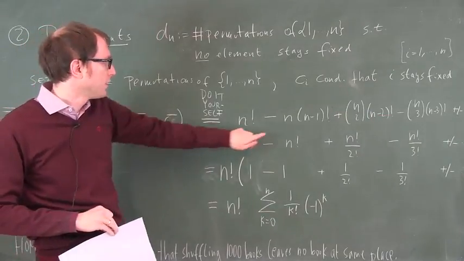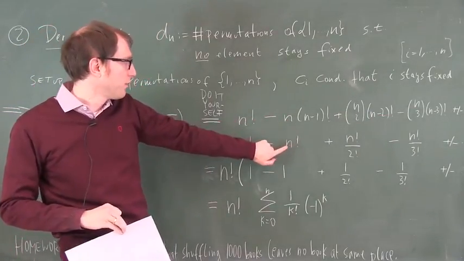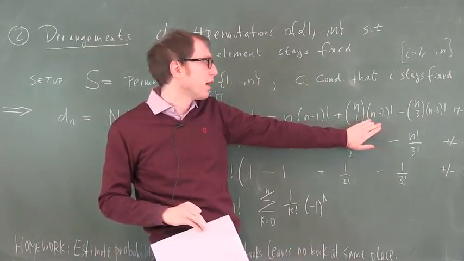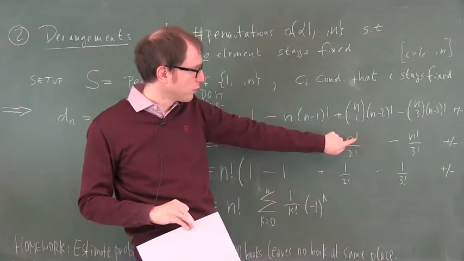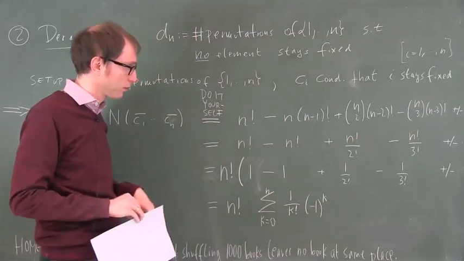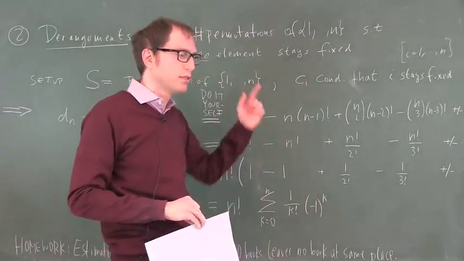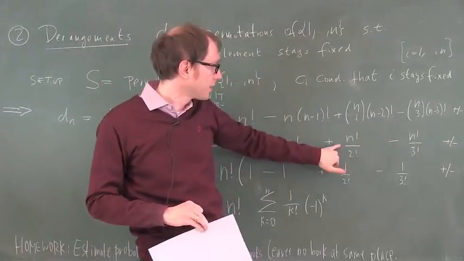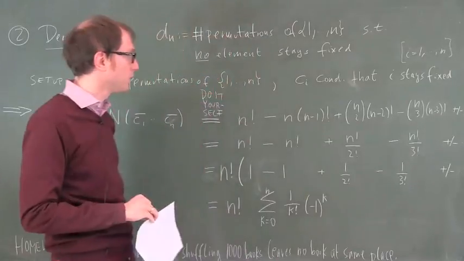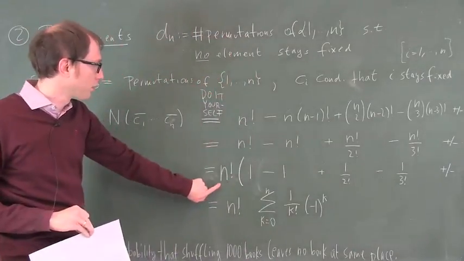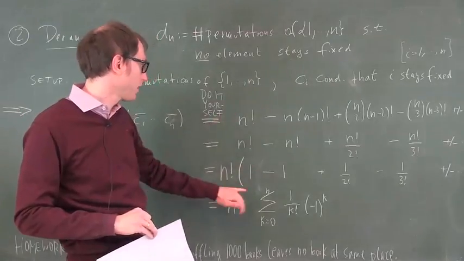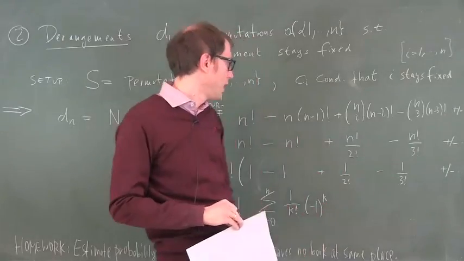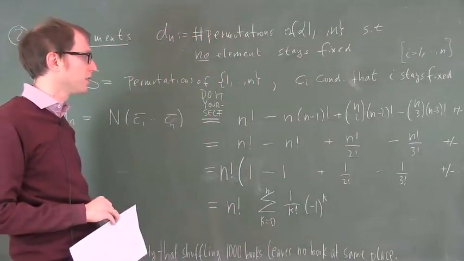Now let's simplify it. This is n times (n-1) factorial. So this is just n factorial. Now n choose 2 times (n-2) factorial. If you express this as n factorial divided by 2 factorial times (n-2) factorial, times (n-2) factorial, everything cancels out. You only get n factorial over 2 factorial. You can do that for the other summands too. Now we factor out n factorial. So you get n factorial times, big bracket, 1 minus 1 plus 1 divided by 2 factorial minus 1 divided by 3 factorial, plus or minus, always alternatingly, and so forth.